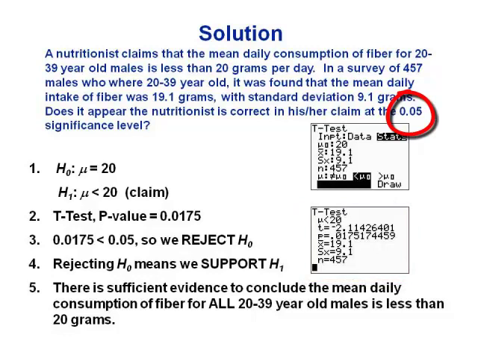We're definitely smaller than that, so that's small enough to reject. We're rejecting the null. That means we're going to support the alternative, which was the claim, so that's the one we want to talk about. We don't have the word fail in here, so we do have sufficient evidence. So there's sufficient evidence to conclude that the mean daily consumption for all 20 to 39-year-old males is less than 20 grams.